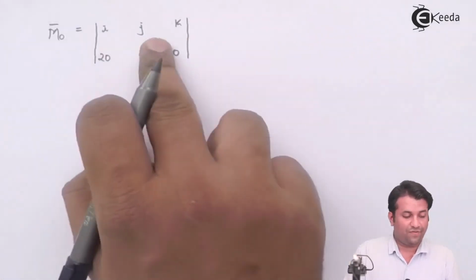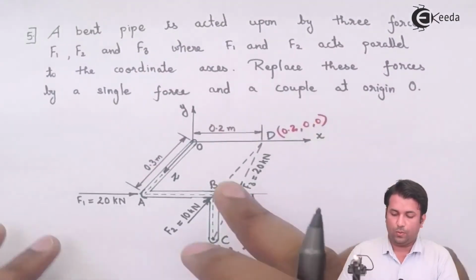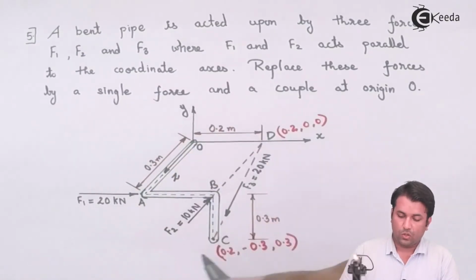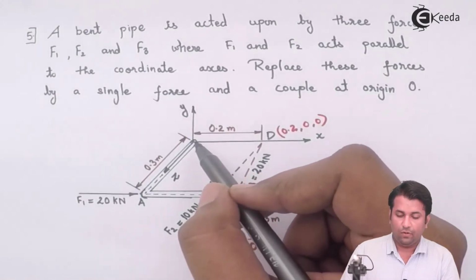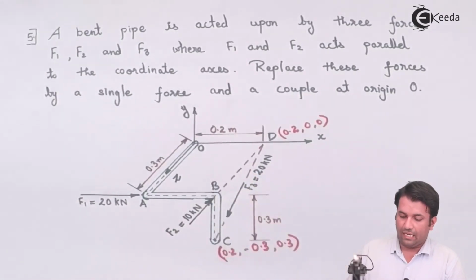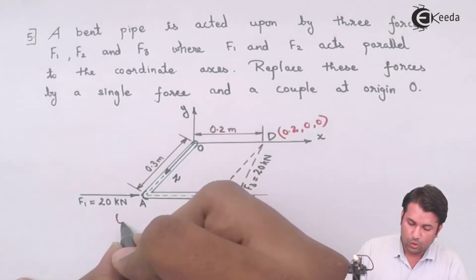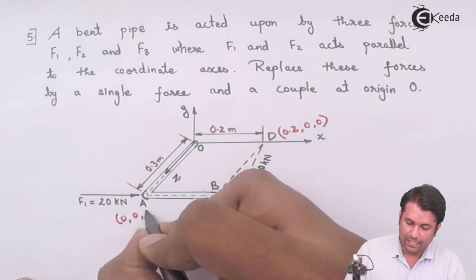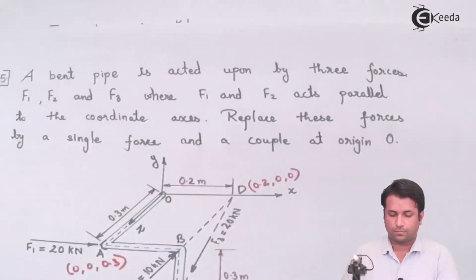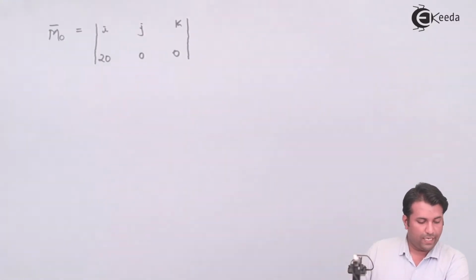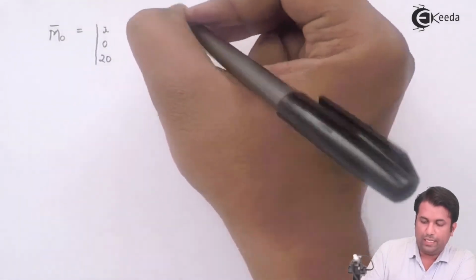To find the position vector along OA, I have it over here. That will be nothing but the coordinates of A minus the coordinates of O. The coordinates of A: since the point lies on the z-axis, the x coordinate and the y coordinate will be 0 and the z will be 0.3. So it will be 0, 0 and 0.3.